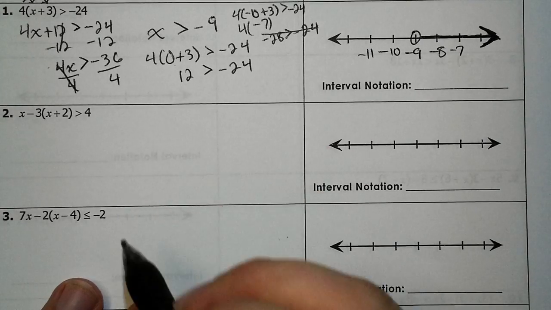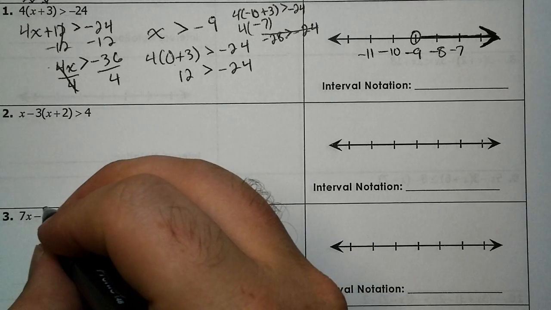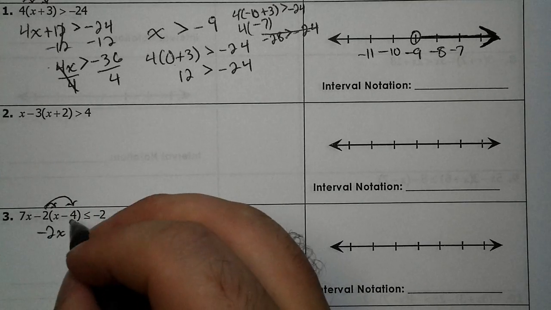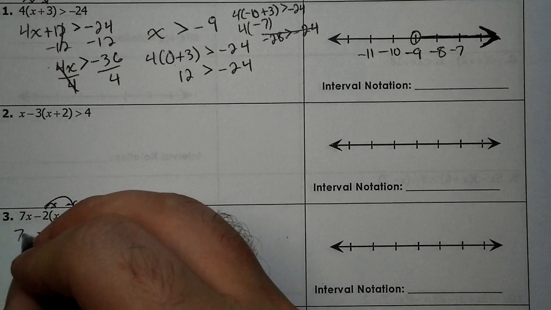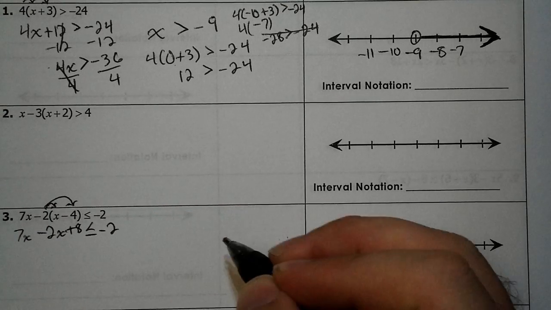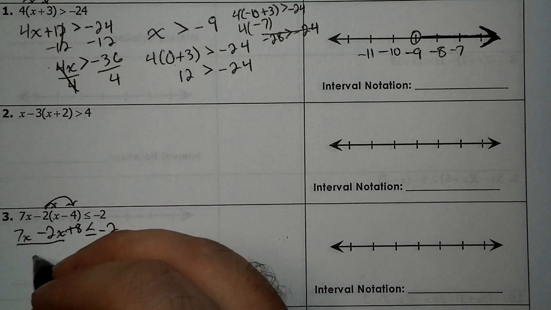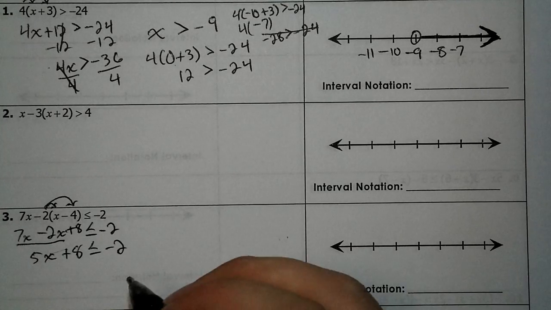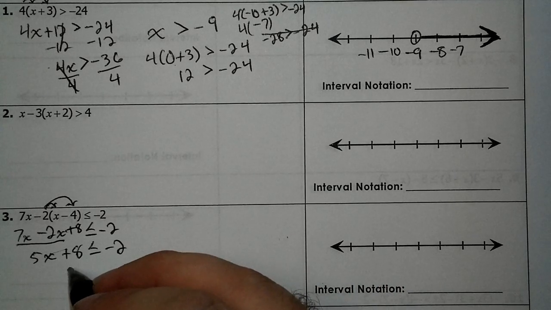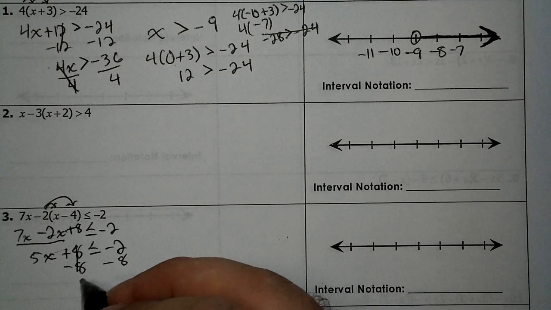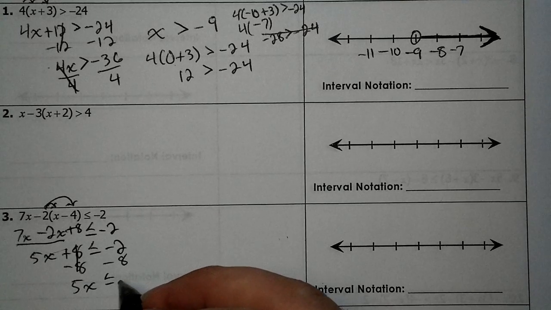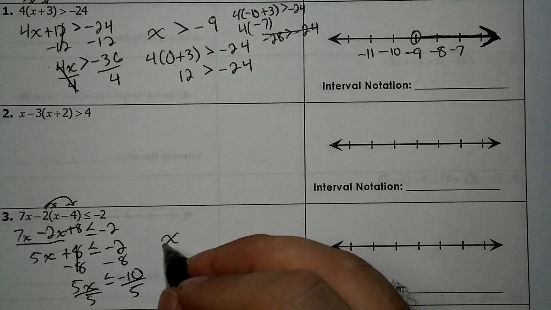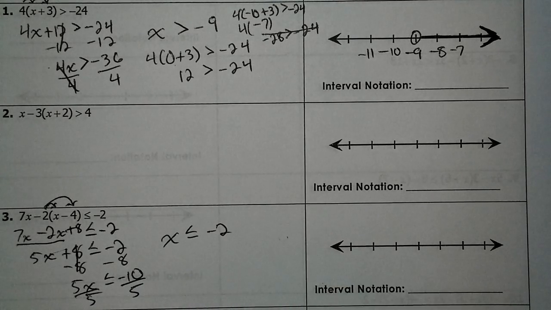So, we're going to solve this just like all the other ones. Distribute first. So we've got negative 2x plus 8. Bring everything else down. Now, combine like terms. 7x minus 2x is 5x. And then move your numbers to one side. So I'm going to move them away from my x. 5x less than or equal to negative 10. And my last step, I'm going to divide by 5. And I get x is less than or equal to negative 2.